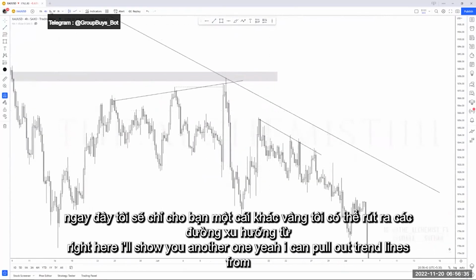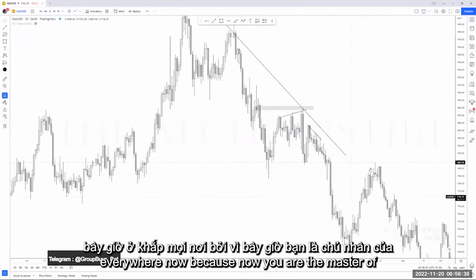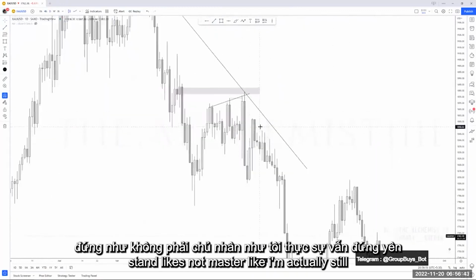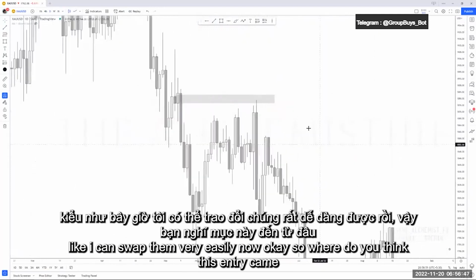So this right here, I'll show you another one. I can pull out trend lines from everywhere now because, like, now you're the master of trend lines. Not master, I'm actually still learning, but I can spot them very easily now.